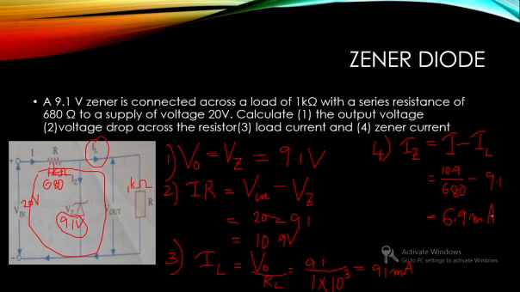Okay, so that ends the topic on the Zener diode. For the next class, we'll discuss transistors and the common emitter configuration.